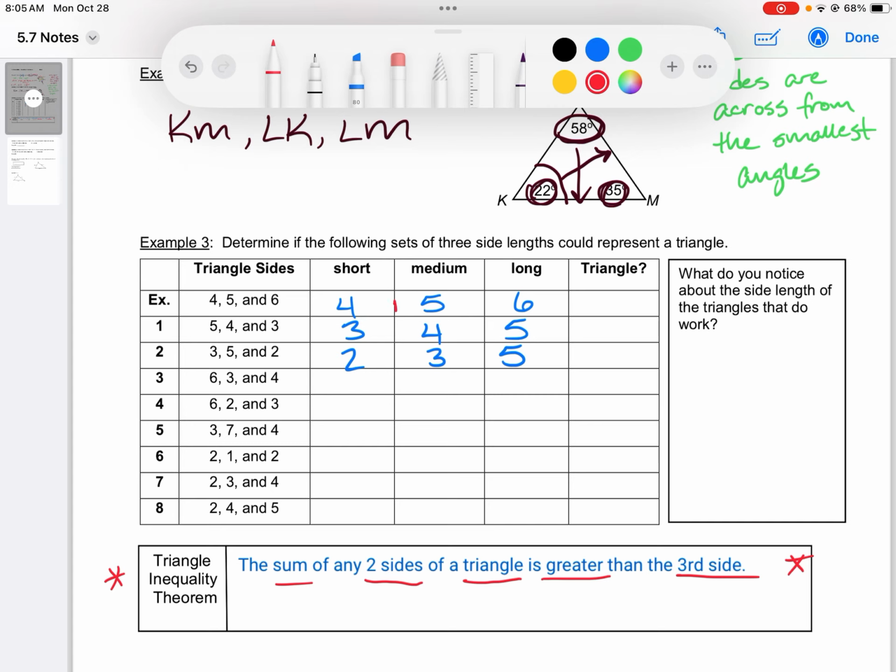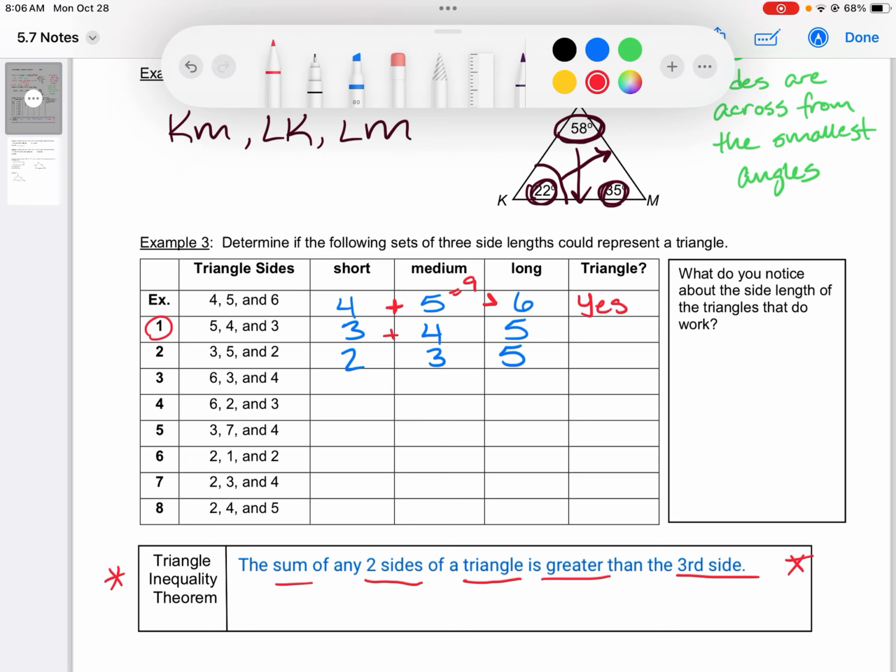So what would that look like? Well, if I take 4 and 5 up here and add them together, that equals 9. And 9 is greater than the third side of the triangle. So yes, this is a triangle. Now, you could do it with any two sides, so I could say 6 plus 5 is greater than 4. That's true. I could say 5 plus 6 is greater than 4. That's true. Pretty much any way on this first example that you do this, that's going to be a triangle.